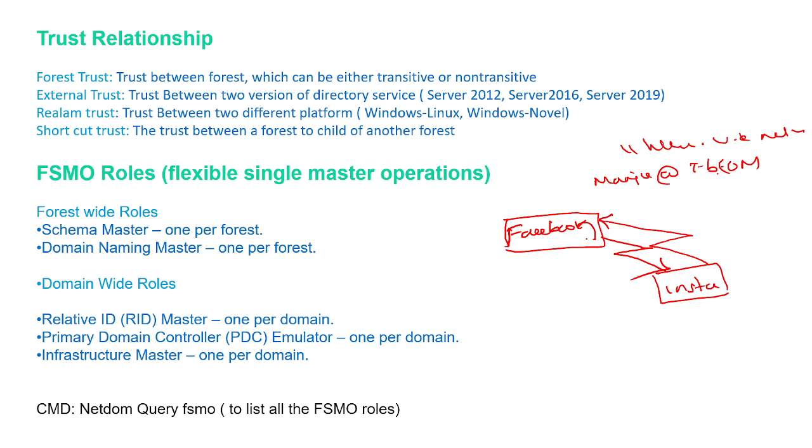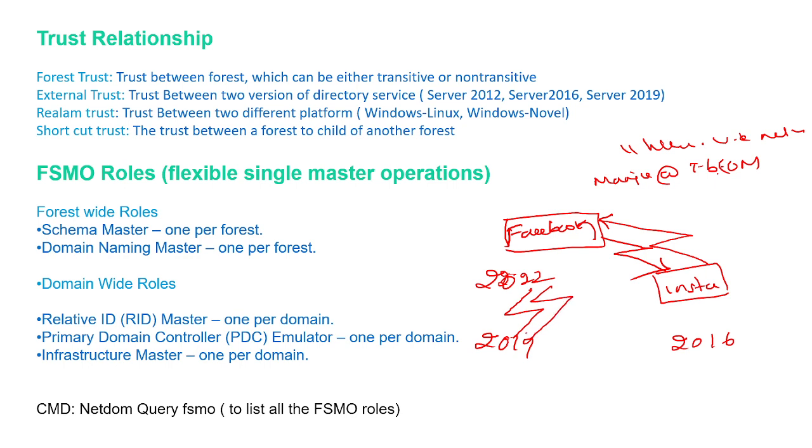Okay. So then external trust. External trust means, say for example, you have facebook.com with operating system 2022, but Insta has got 2016. Now I don't want to have the domain here, but I want to have the operating system level. Or I could say in facebook.com you only have two versions of Active Directory. Some domain controllers are 2019, some are 2022. Now between 2019 and 2022, you are going to establish the trust.